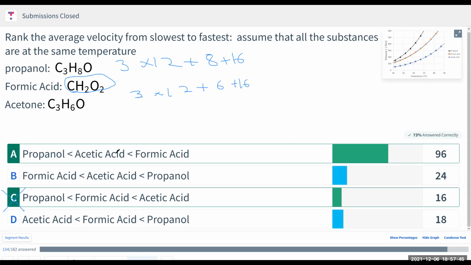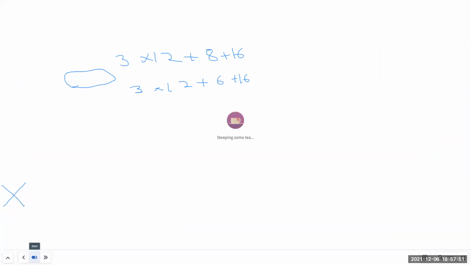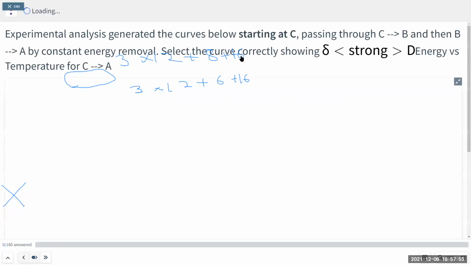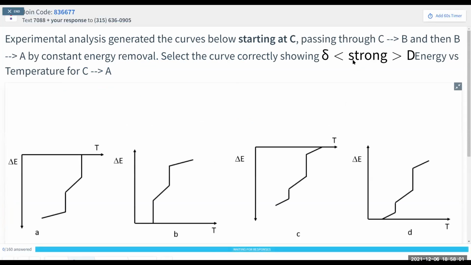All right, let's do another one. Let me clear my doodling here. Again, this is delta energy. Just ignore these weird typos over here. Delta energy versus temperature for the C to A process. That's the question they're asking here.